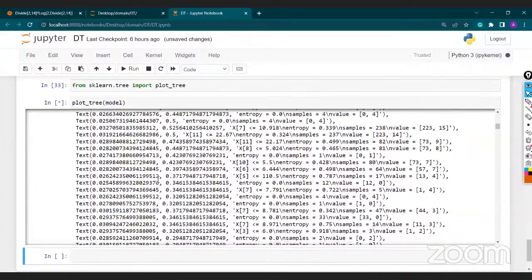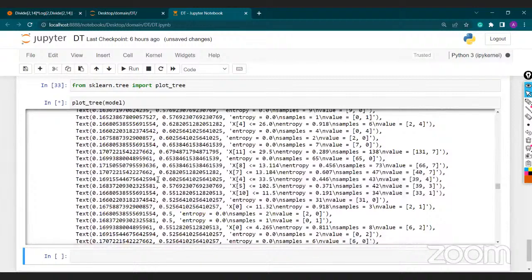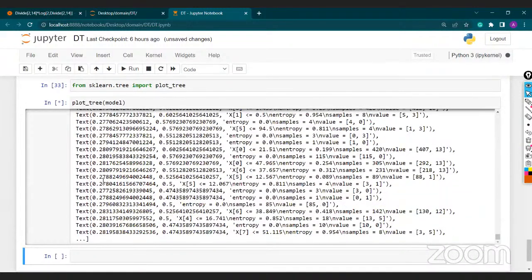So here you can see these are all the possible decisions that it could be making. You can see the number of decisions is huge and it is still calculating. So let's just wait for it to quickly calculate. Once that's done, we'll visualize our decision tree.